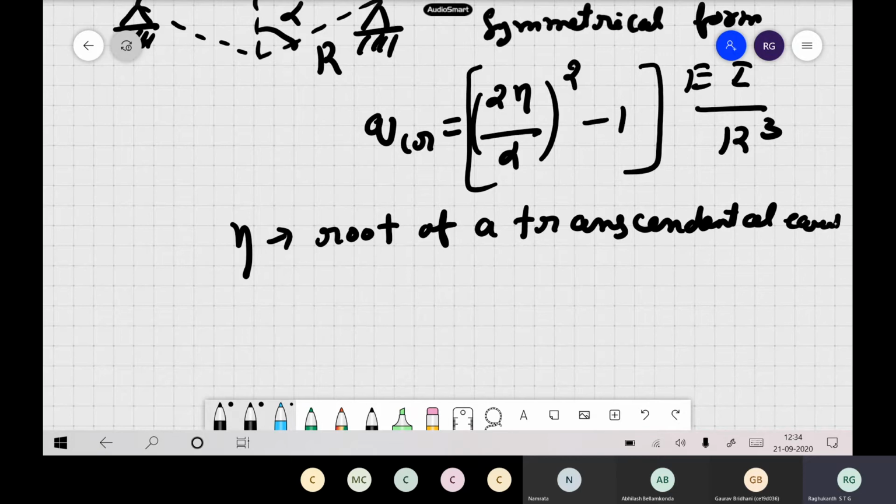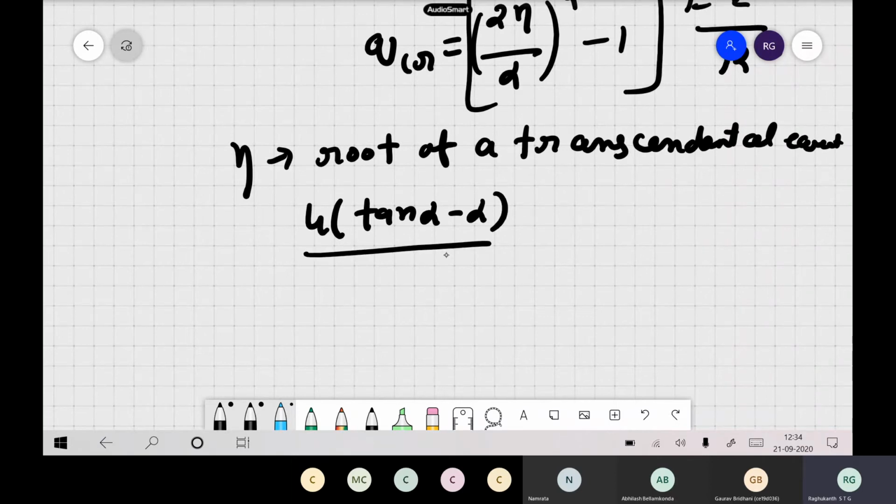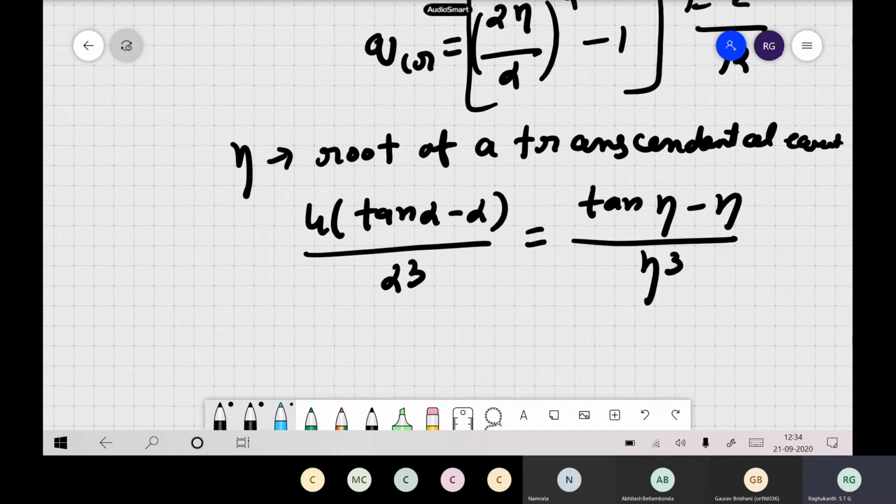You people derive this expression yourselves; I'm just writing the solution. So this is our characteristic equation. Alpha cube, tan eta minus eta, by eta cube. This is our transcendental equation. You have to solve this expression, and then you can find out this critical buckling load.